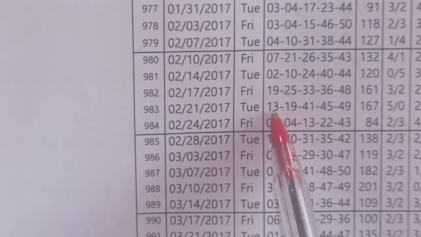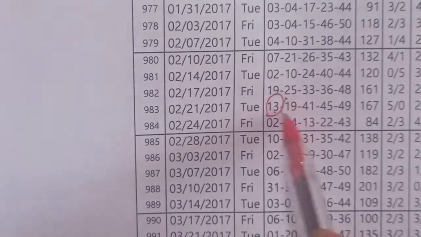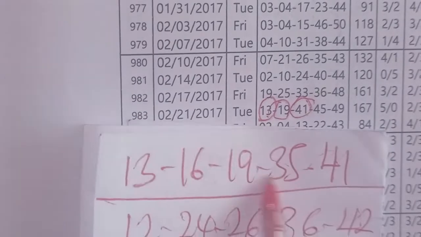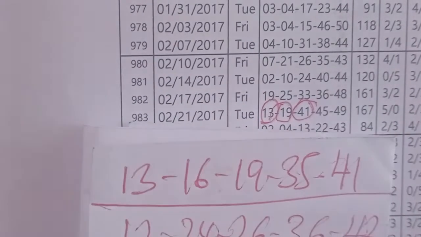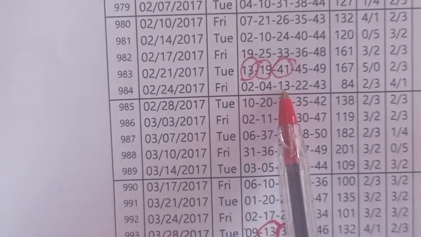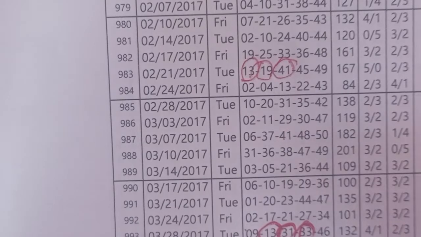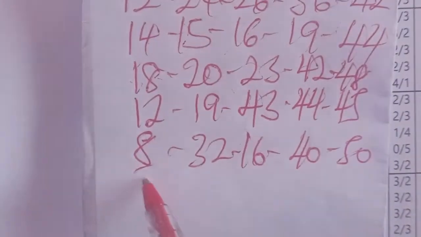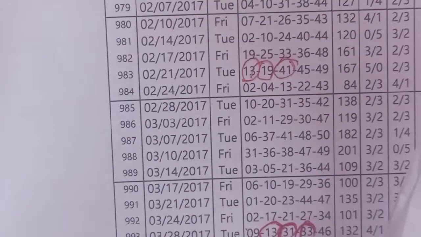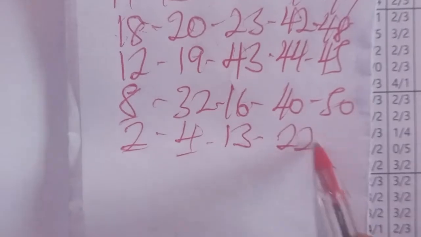The next, let's go to results number 983. So we have it here. We got 13, 19, 41. So the current results drop the same set, all right? After which we have 2, 4, 13, 22, 43.